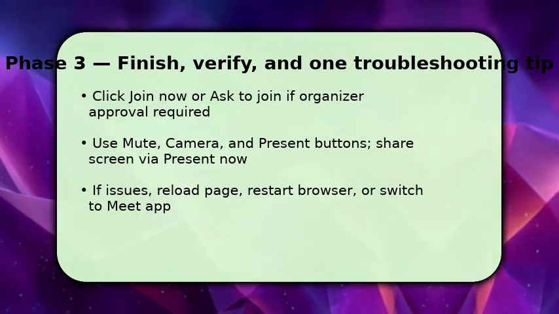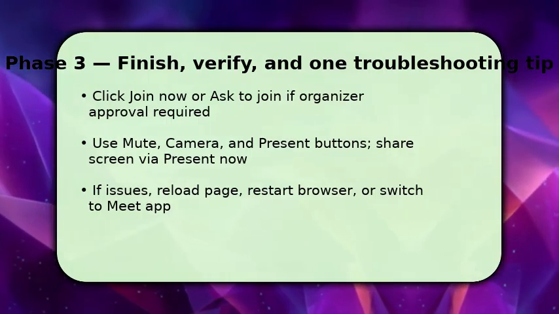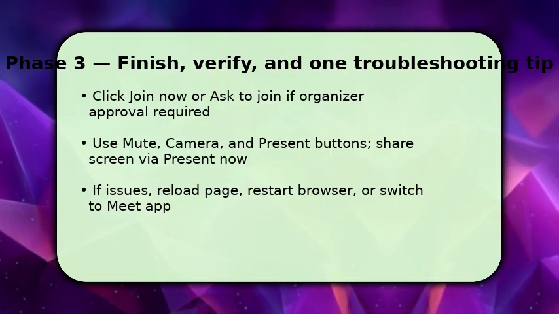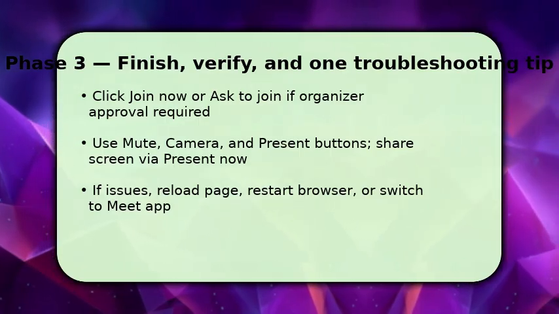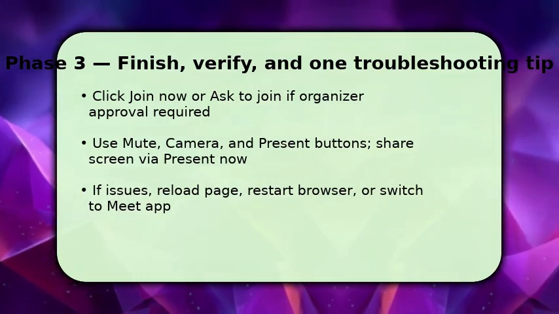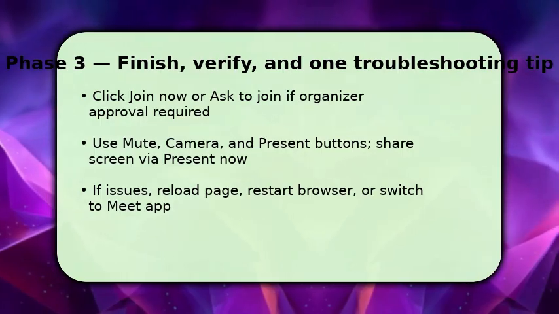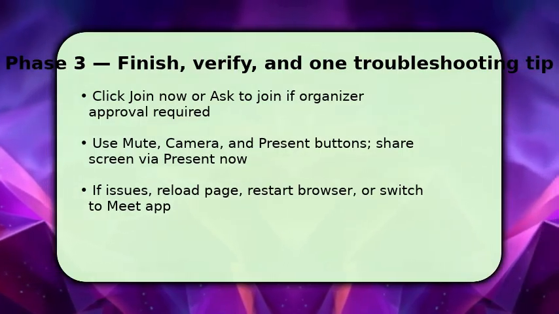If something fails, first reload the page, then restart the browser, check permissions, or try the Google Meet app on mobile or desktop. These steps solve most connection and permission problems quickly, so you can rejoin immediately.